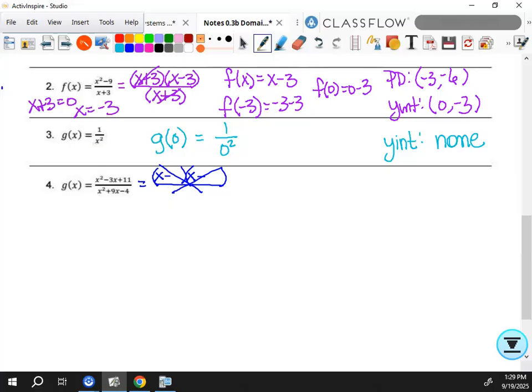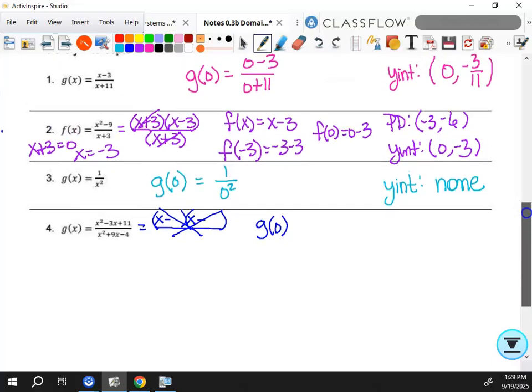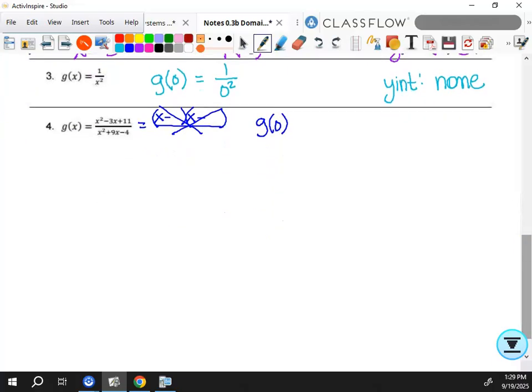What I need is g of 0. Well, guess what? If I substitute a 0 in for x, all the 0 terms just 0 out. And so I'm just left with my y-intercept, which is 0, -11 over 4. What questions do you have? Anything? We good? All right.